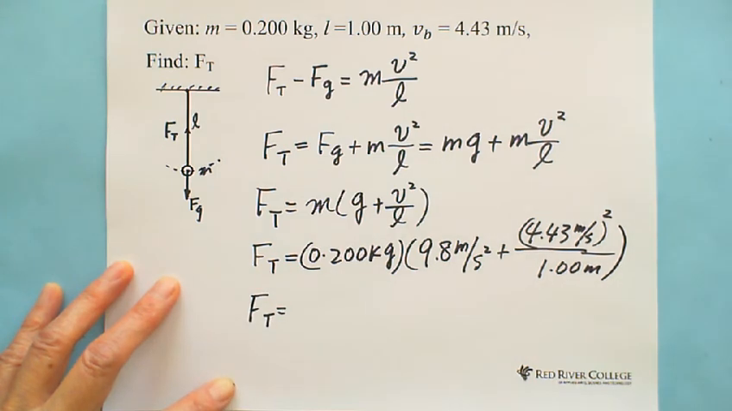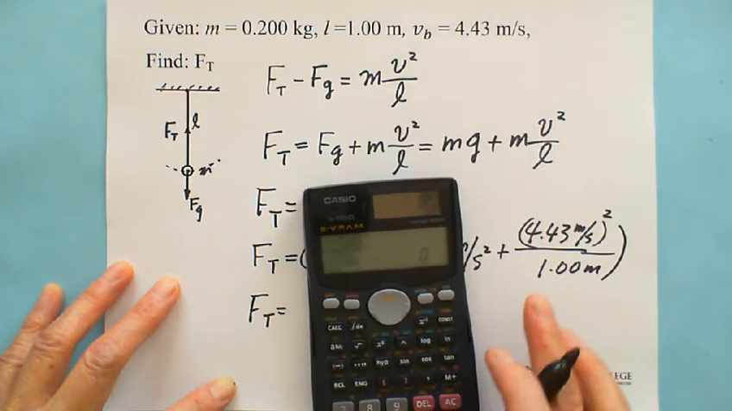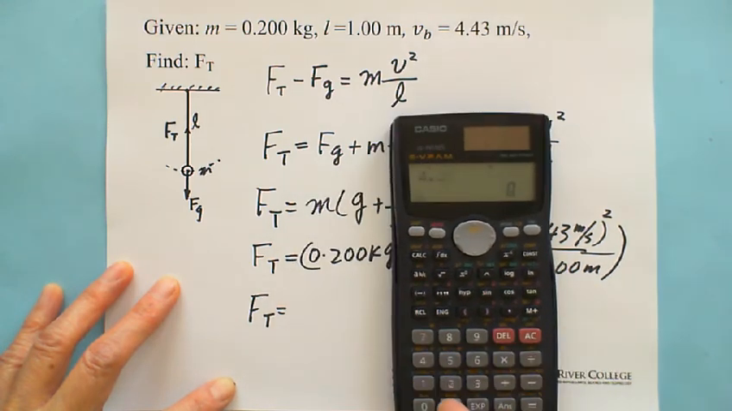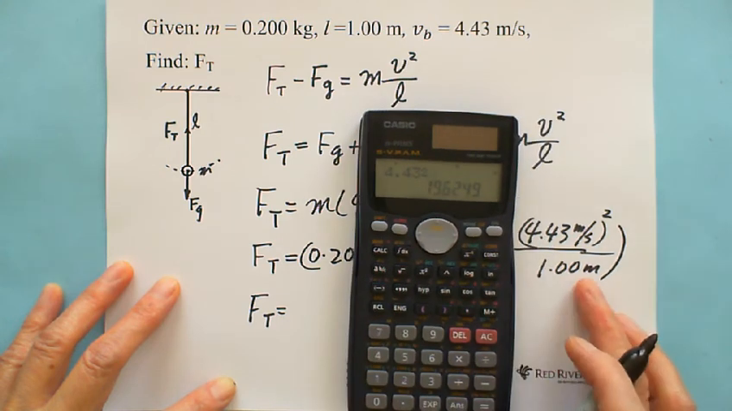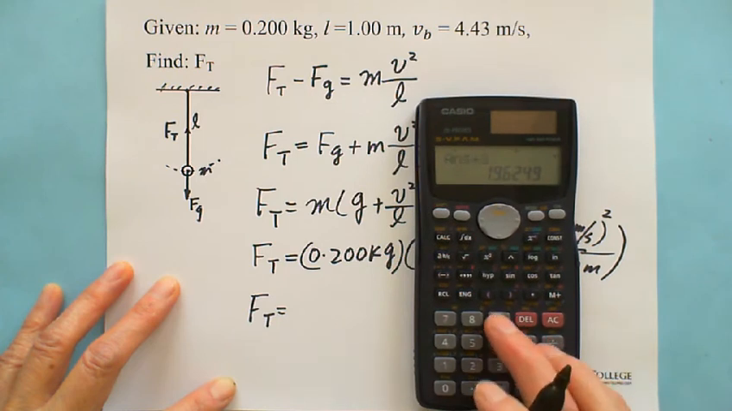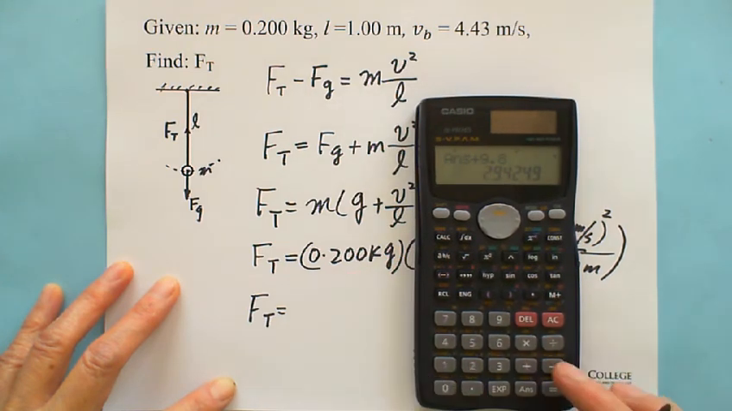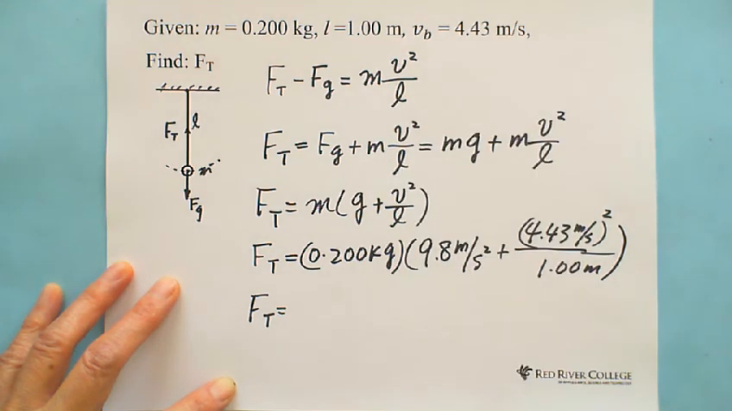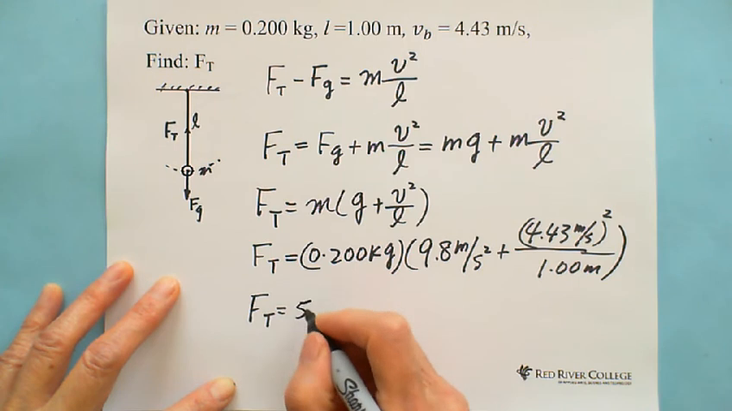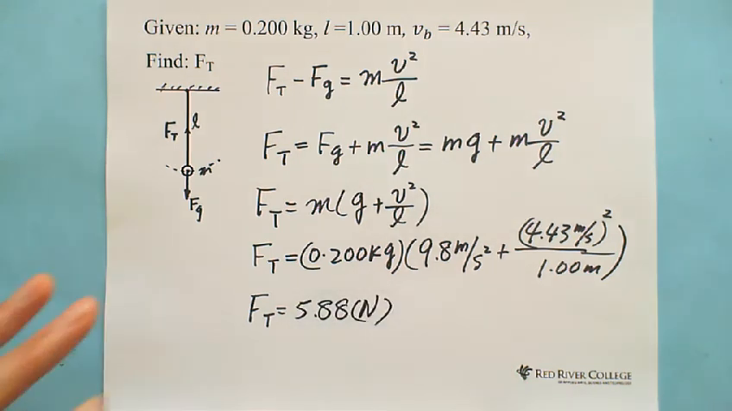We can use a calculator for this question. We do 4.43 squared, divided by 1, then plus 9.8, then multiply by 0.2. We got the answer 5.88 Newton. So this is the tension force.